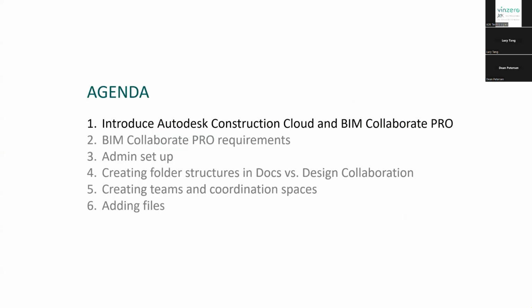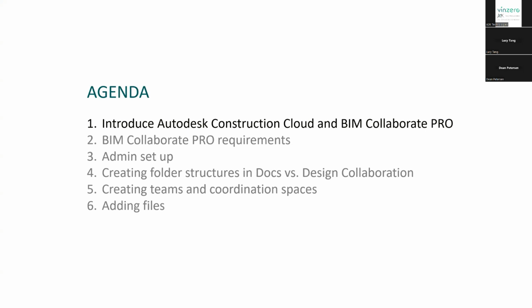This is the agenda for today. So we'll start off with an introduction into Autodesk Construction Cloud and BIM Collaborate Pro. Then we'll move on to what's required for BIM Collaborate Pro to function. Then from there, it's the overall workflow of how to set up a Civil 3D project. So from there, it's admin setup, how to create your folder structures, teams and coordination spaces, and finally, how to add files to your project within Civil 3D.